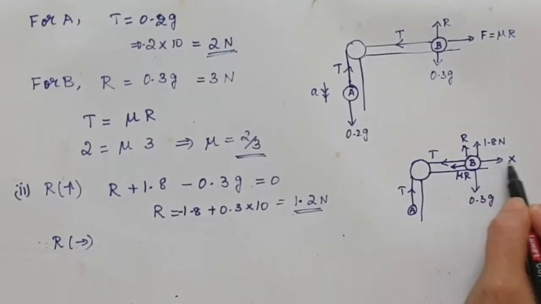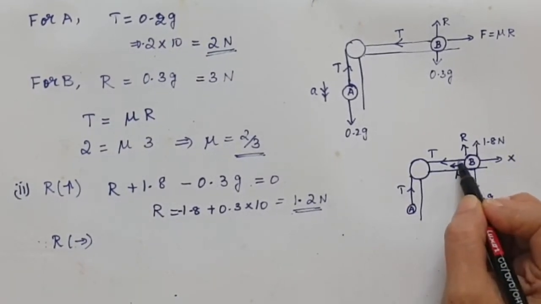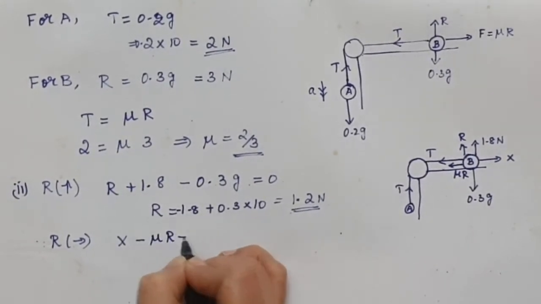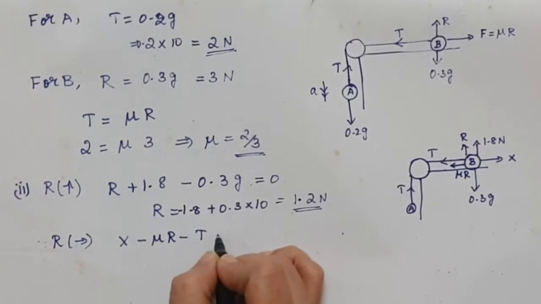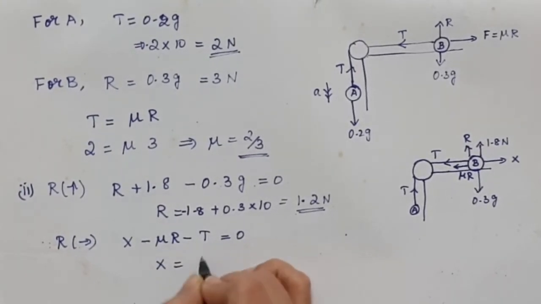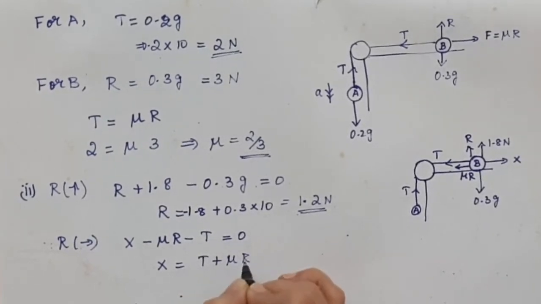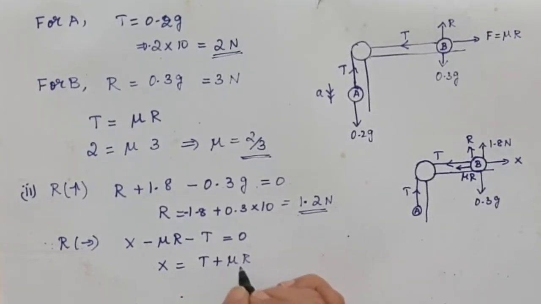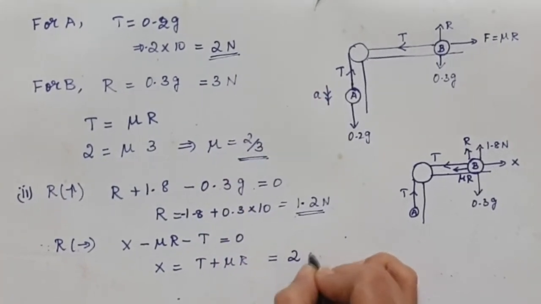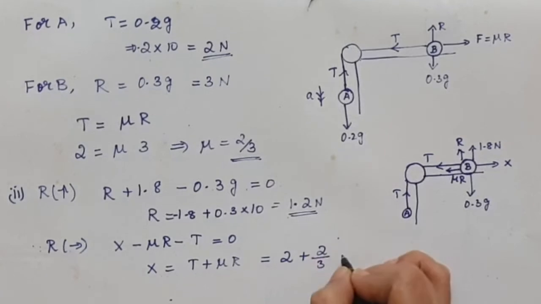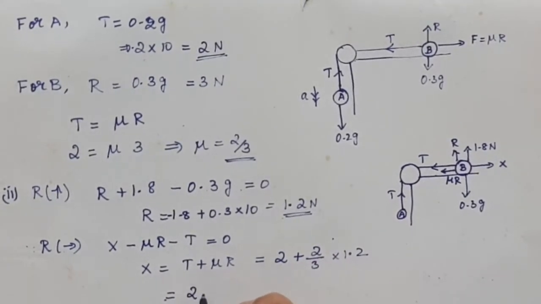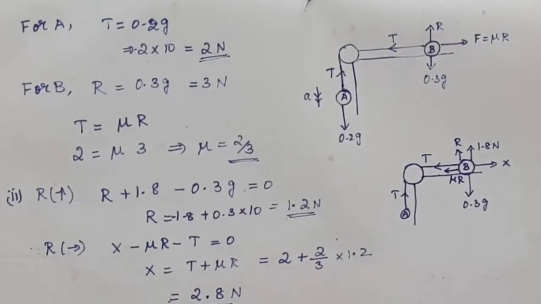Now for all the forces acting in the horizontal direction, when we take it, this x is positive, this mu R is negative and the tension is also negative. X minus mu R minus T will be equal to 0. So x will be equal to T plus mu R. We have already found T is 2, mu is 2 over 3 and R is 1.2. This will be equal to 2.8 Newton.